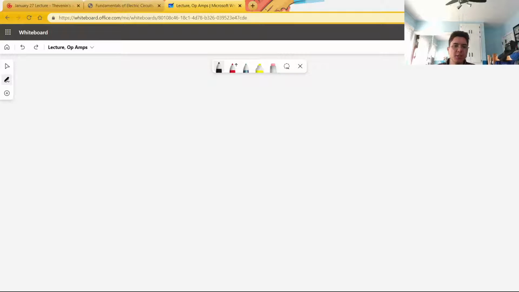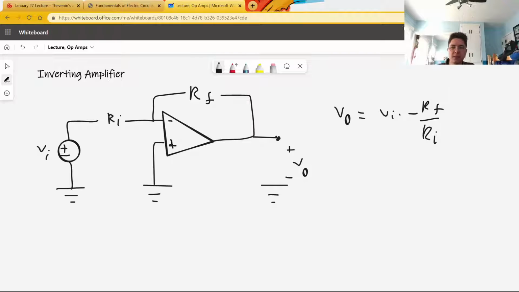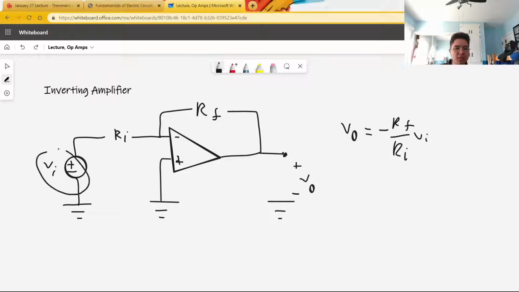In this video, we will discuss the inverting amplifier. This is the basic model of an inverting amplifier. When you have an op-amp circuit that looks exactly like this, then you actually have a simple equation. VO equals VI times negative RF over RI. You can see that the amplification of the input voltage is simply the ratio between RF and RI.